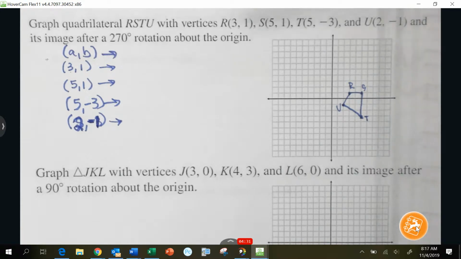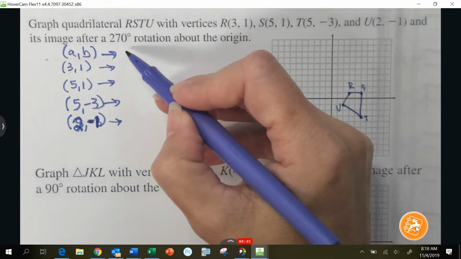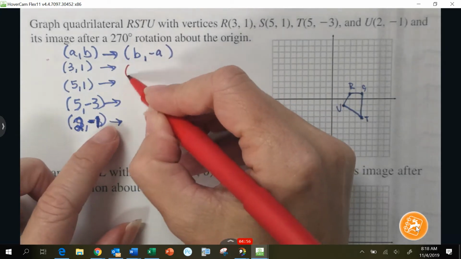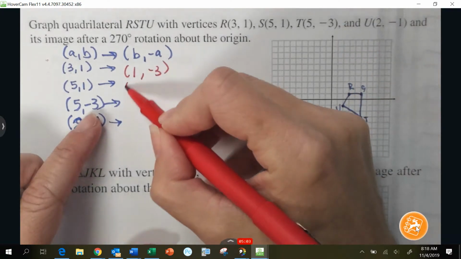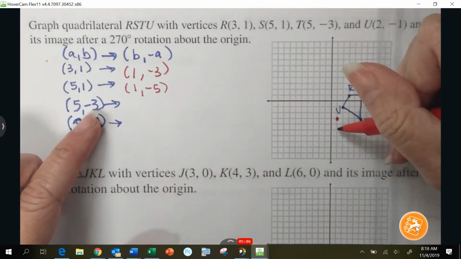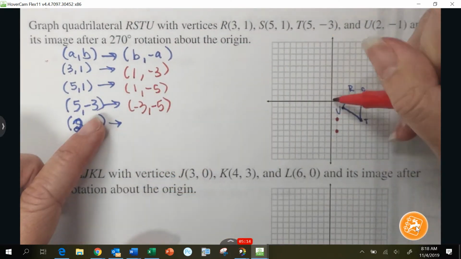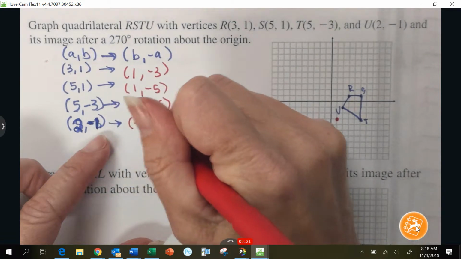Okay, so I'm going to do this using the 4 ordered pairs, and I'm using the formula from the previous page that says for a rotation of 270 degrees, (a, b) changes into (b, negative a). So if (a, b) changes into (b, negative a), then (3, 1) changes into (1, negative 3). (5, 1) changes into (1, negative 5). (5, negative 3) changes into (negative 3, negative 5). And (2, negative 1) changes into (negative 1, negative 2).